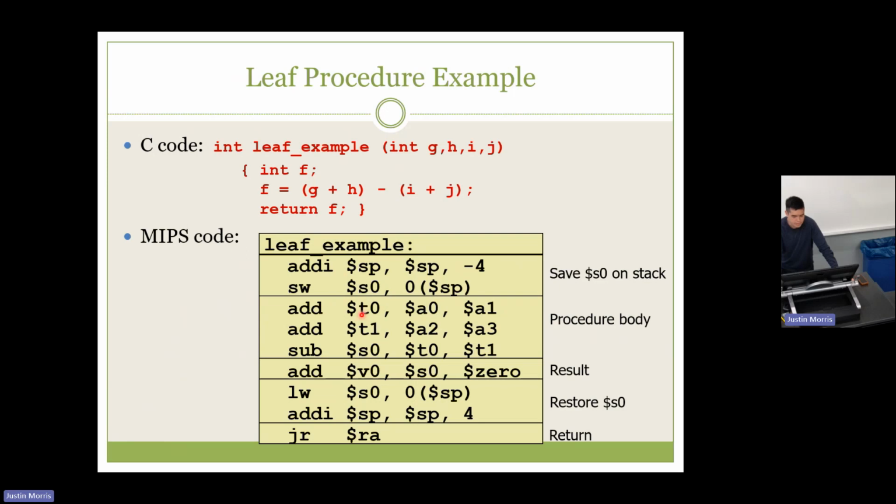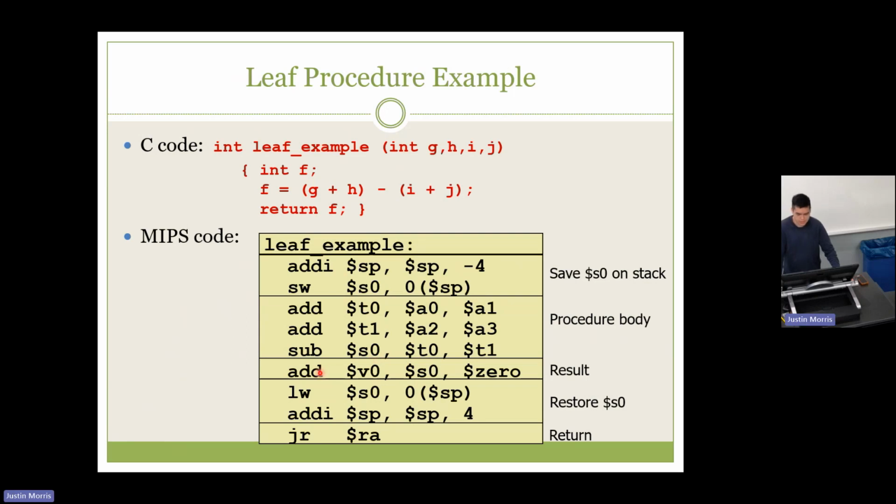Then we're going to use the temporary registers, which are not guaranteed to be preserved because they are temporary registers, to do G plus H and I plus J. Now we have T0, T1, and then we're going to subtract I plus J from G plus H and put that into the register S0 that we are using for F.